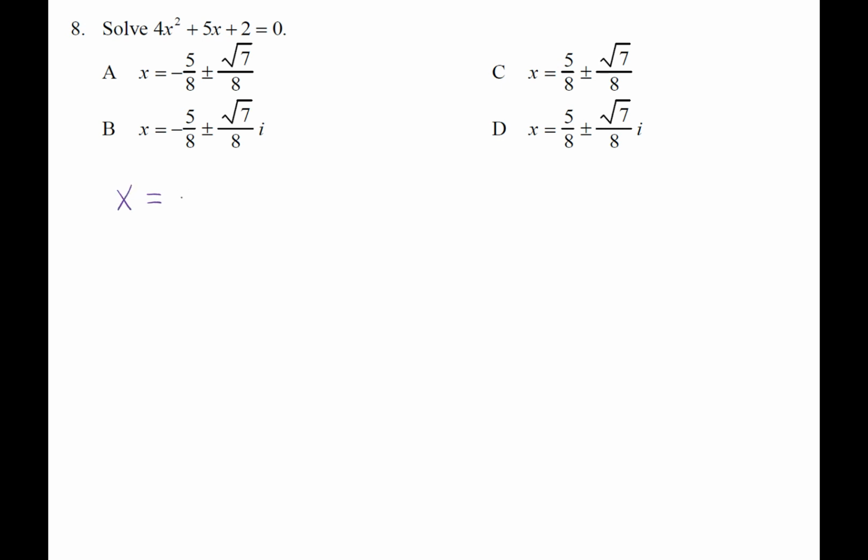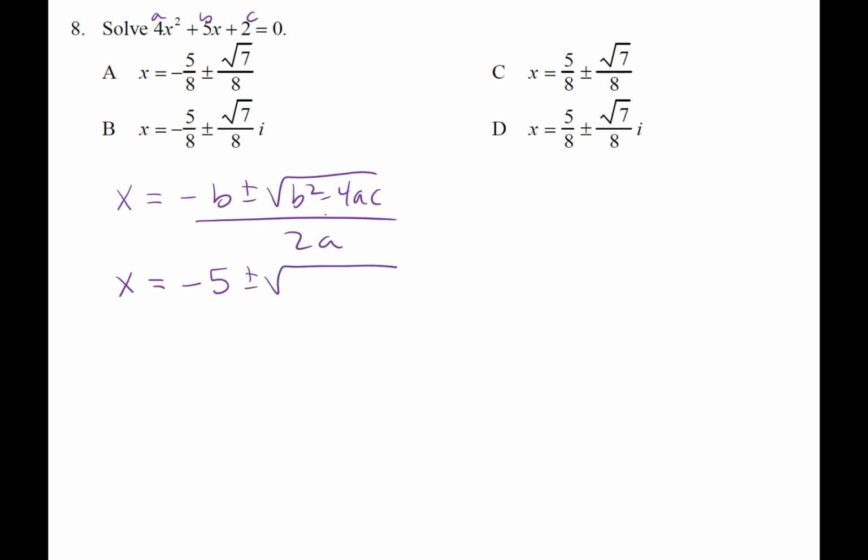So remember, x equals negative b plus or minus the square root of b squared minus 4ac all over 2a. So x equals negative the b value. Remember, it's a, b, c. It has to be in order from the squared, though. So the b value is 5 plus or minus the square root of 5 squared is 25 minus 4 times my a, which is 4, times my c, which is 2, all over 2 times my a, which is 4.